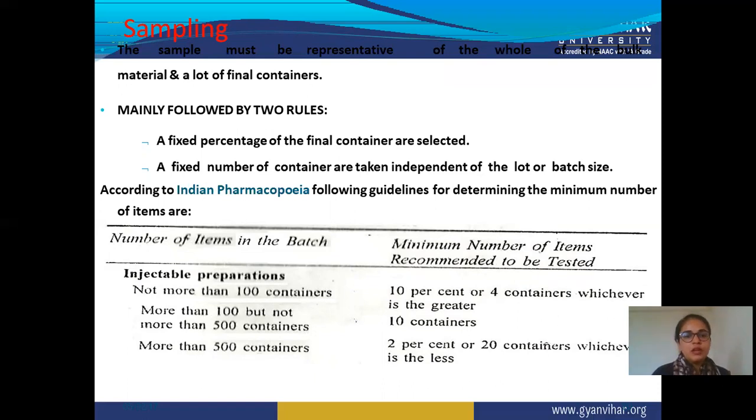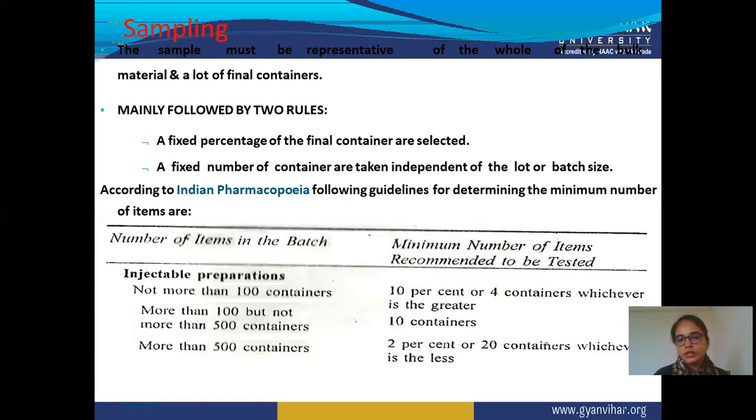According to the Indian Pharmacopoeia, the following guidance determines the minimum number of items. For sampling, you should select the minimum number of containers present in your batch or lot, according to the Pharmacopoeia. You select according to this minimum requirement of containers, and this is the one table that mentions the containers.